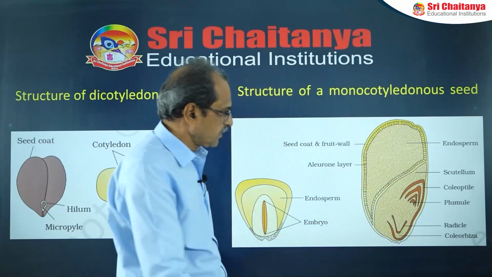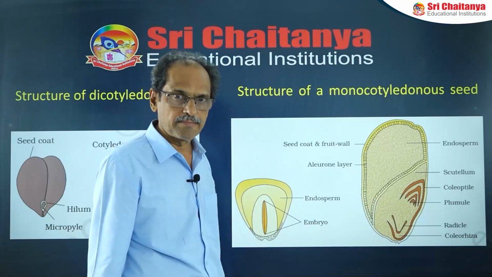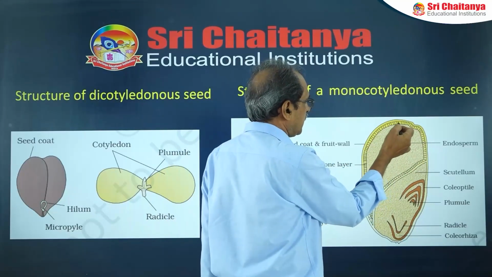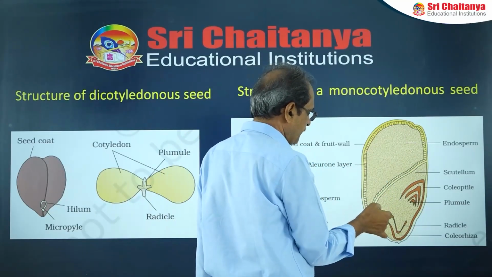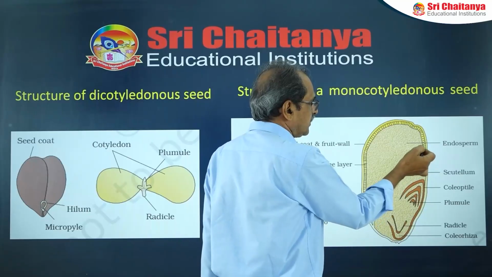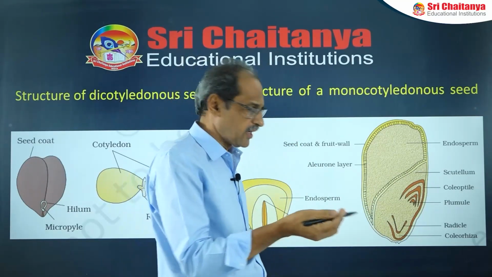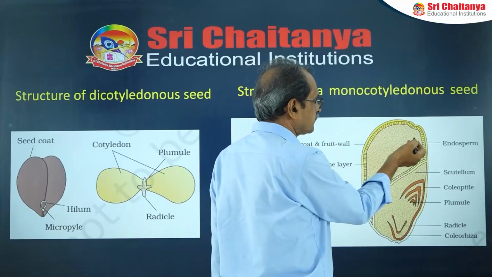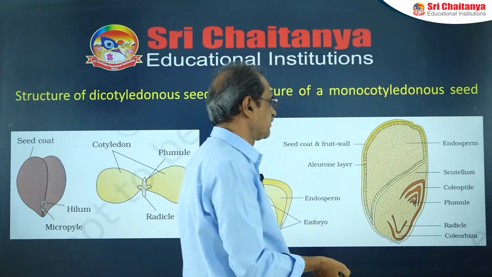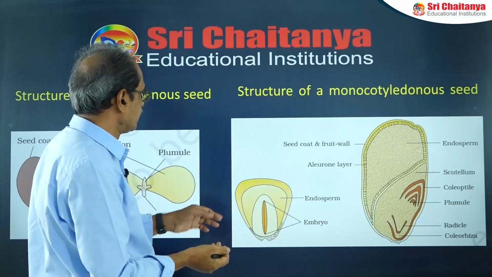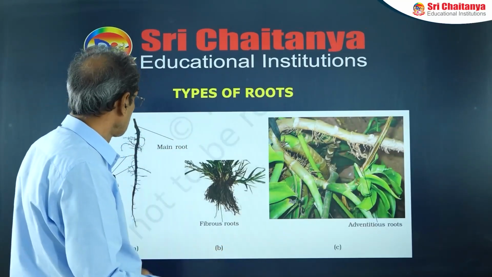So any part of the embryo is 2n, you remember. And of course this is endosperm. The outermost layer of the endosperm is the aleurone layer. Because it is rich in proteins, that's why it is separately called aleurone layer. But anyway, the ploidy is 3n only. The remaining is normal endosperm. So there is a difference between a dicot embryo and monocot embryo, dicot seed and monocot seed.